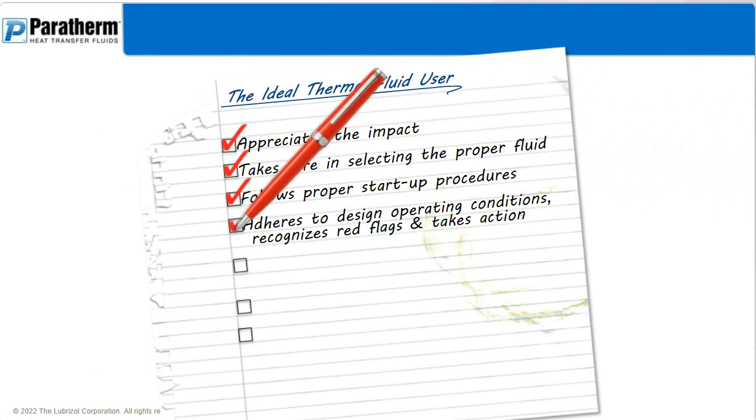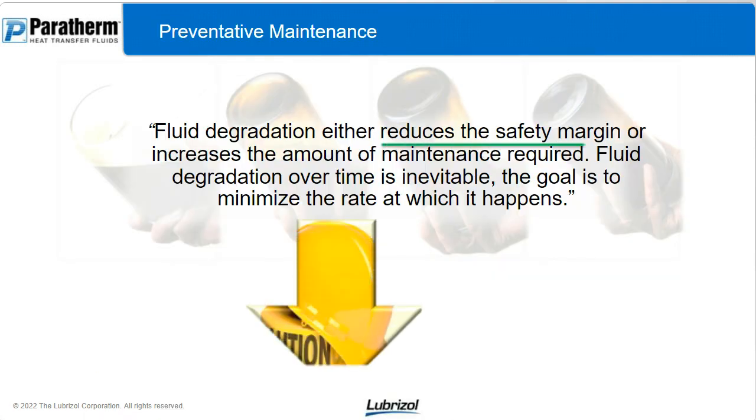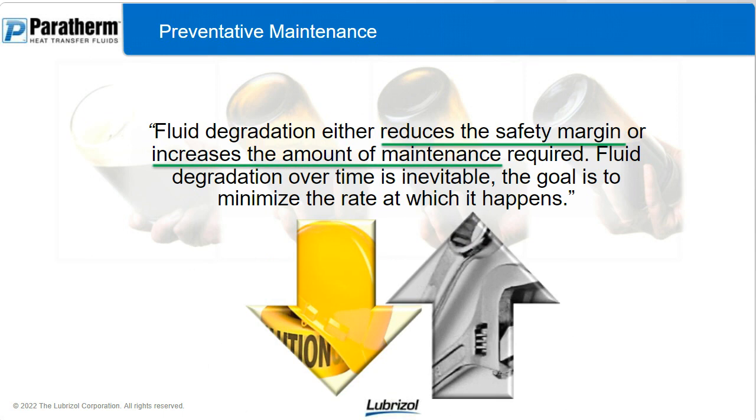Okay. The next ideal thermal fluid user aspect is implement a consistent PM program and regular housekeeping. The fluid degradation over time is going to happen. No matter what fluid you're using, no matter how great your system is, you are going to get some fluid degradation over time. It's just the nature of what goes on. But because it's inevitable, it doesn't mean that we can't control it to an extent. So our goal is to minimize the rate at which it happens.